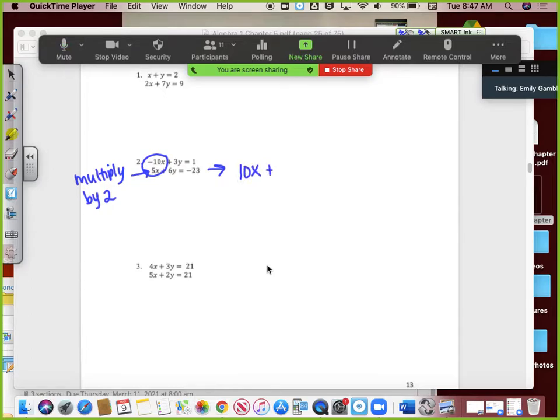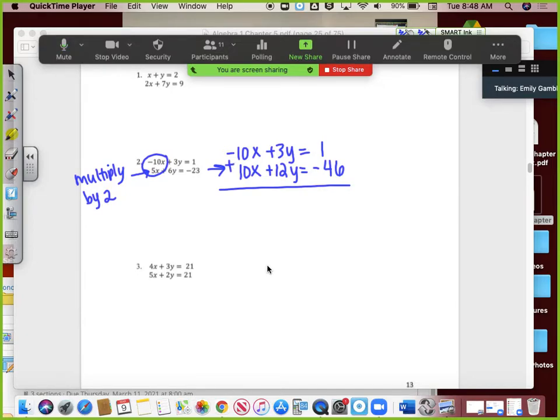If I take the second equation and multiply it by 2, it looks like this: 10x plus 12y equals negative 46. And I can write the first equation above it, negative 10x plus 3y equals 1. Now with these two equations I can use elimination, because the negative 10x will cancel out with the positive 10x if I add the two equations. So I can add straight down.